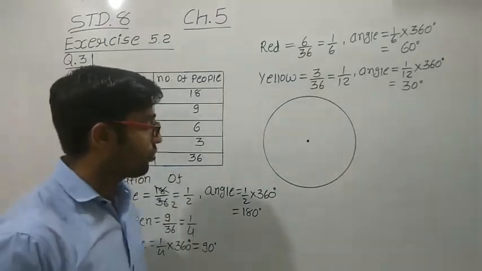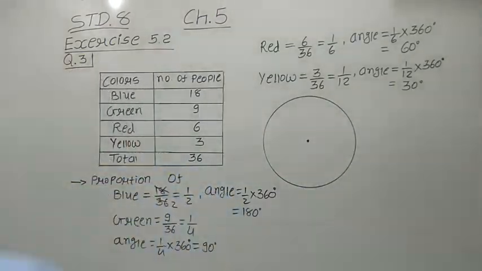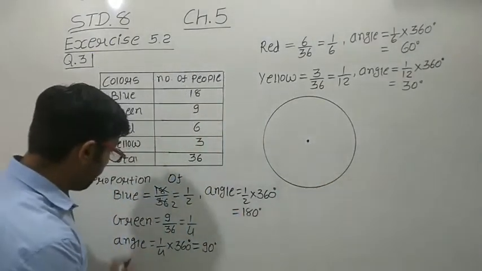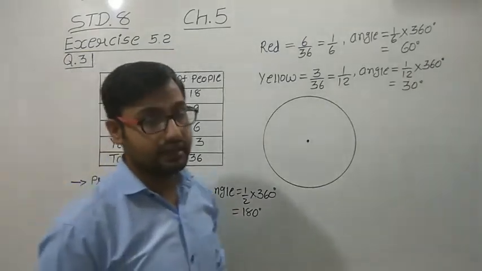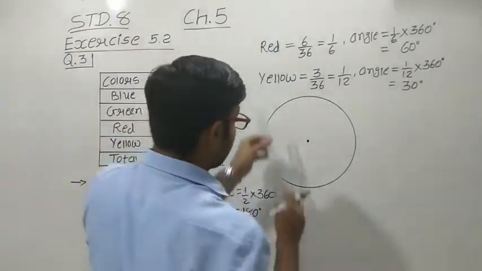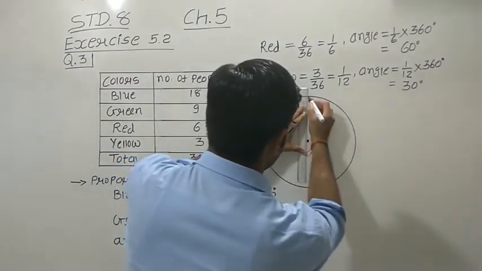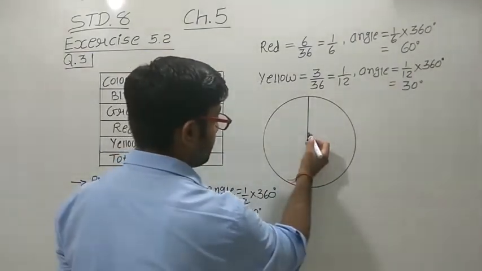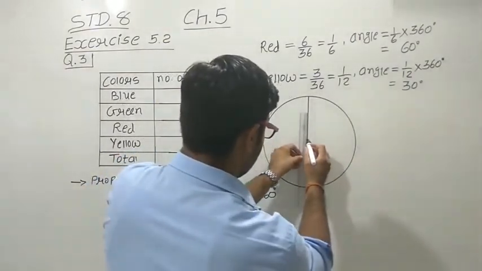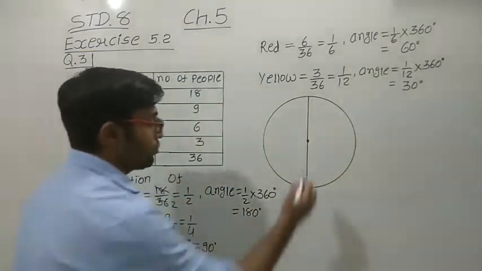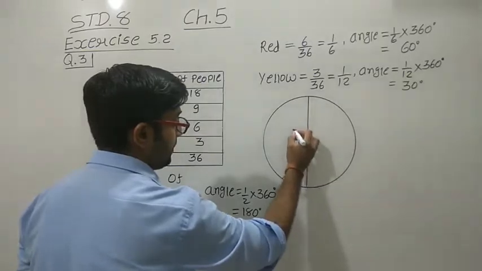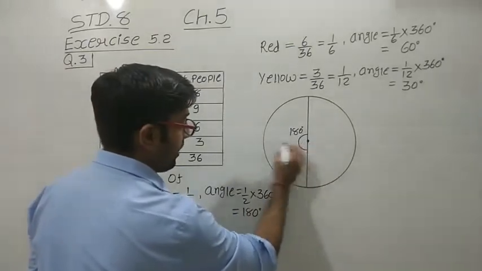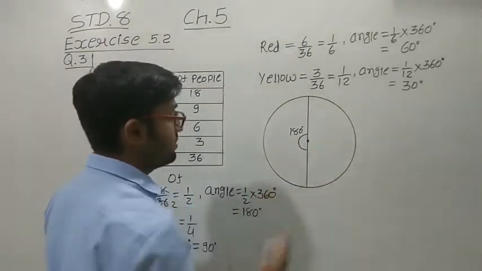So we can now start to draw the pie chart. First of all, draw one circle. This is the center of the circle. For the blue color, we have to take 180 degrees. So if we take one line here, then how can we make the 180 degree angle? This total angle from here to here will be the 180 degrees, right? Because half of it is 90 degrees, so the total is 180 degrees.